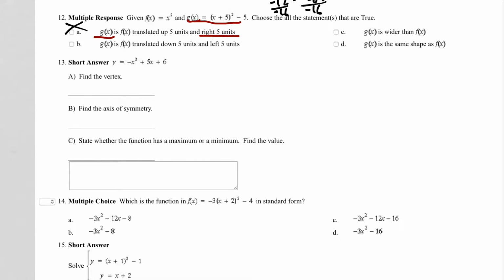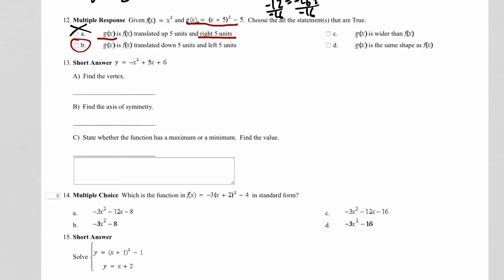B. G of x is f of x translated down 5 units. There you go. That is correct because it says minus 5 right there at the end. Down 5 units and left 5 units. That's also correct. It's plus 5. That means to the left 5 units. So B is correct. Let's circle that one.